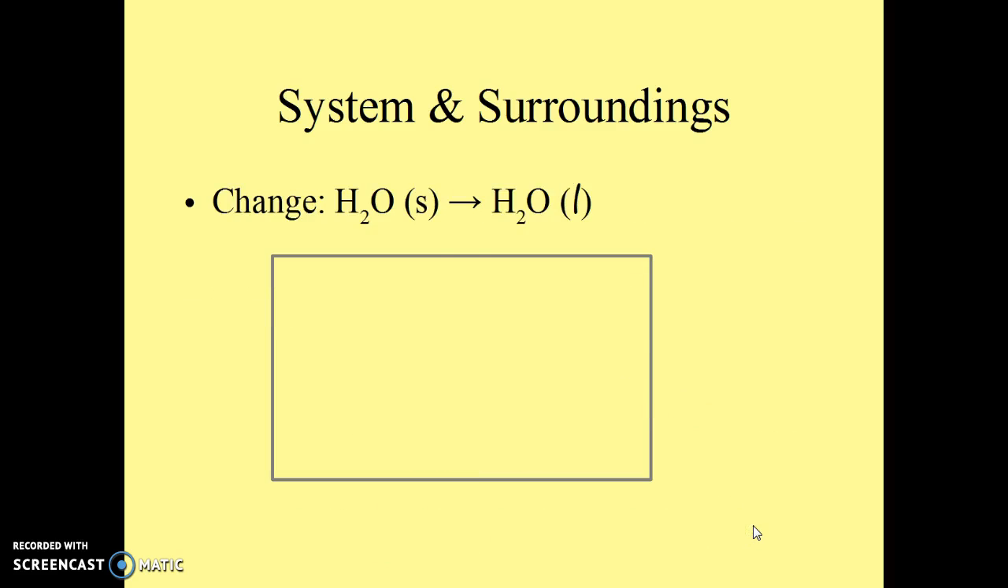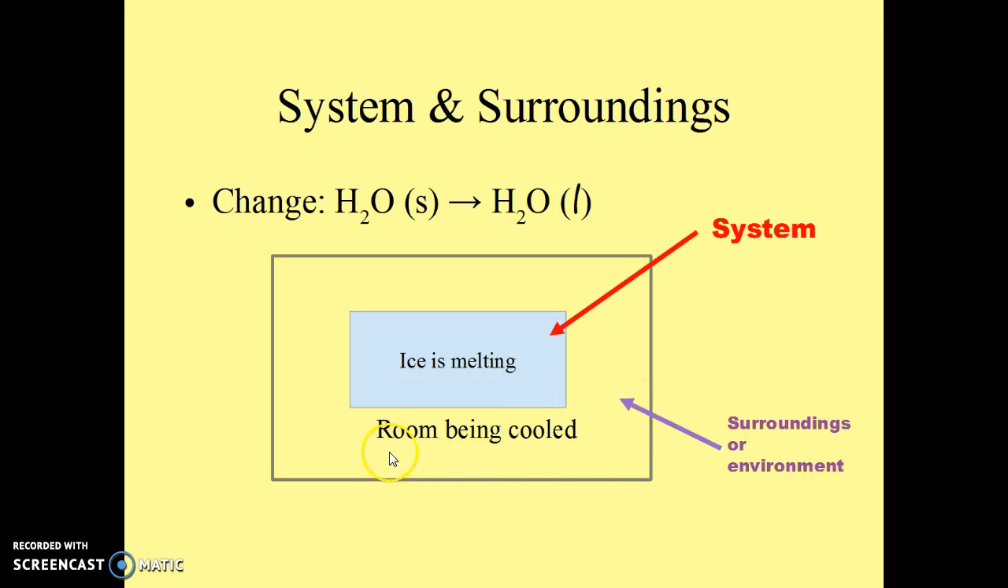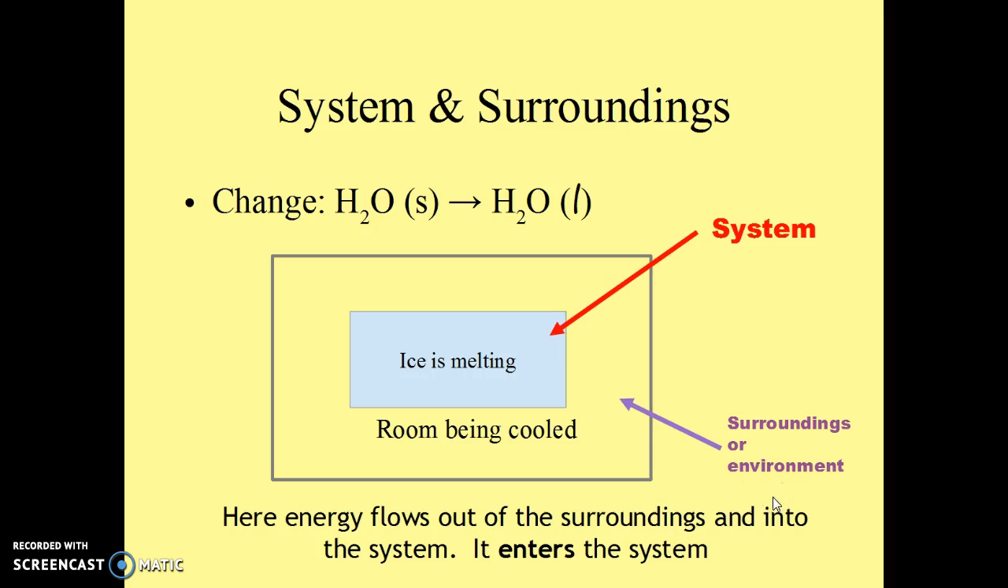On the other hand, with this physical change, water in the solid state, ice, can turn into water in the liquid state. That melting ice is a physical system, and the room that is being cooled, or your hand that is holding the ice, we would call the surroundings or environment. Here, energy is flowing out of the surroundings and into the physical system. It is entering the system, and so we call this an endothermic physical change.